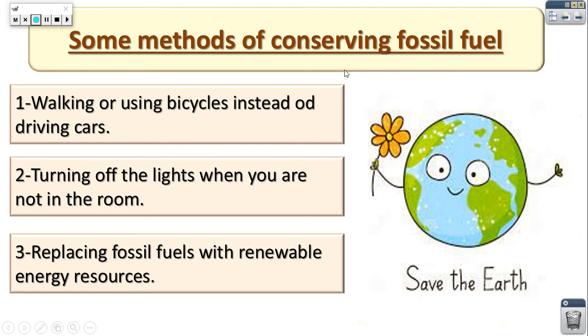Some methods to conserve the fossil fuel: walking or using a bicycle instead of driving cars, because cars use fossil fuels to move. So walking or using a bicycle reduces using the fossil fuel. Turning off the lights when you are not in the room, because these lights come from electricity, and this electricity comes from burning the fossil fuel. So turn off the lights if you don't need them. Replacing the fossil fuel with renewable sources of energy in everything that we use fossil fuel for.